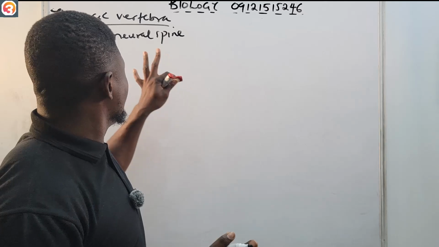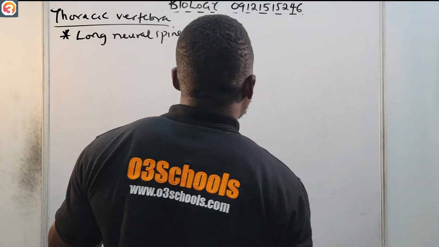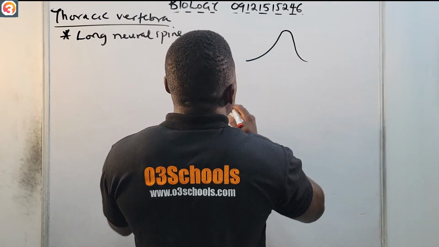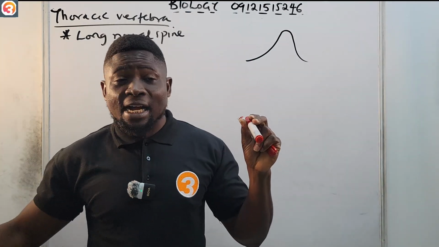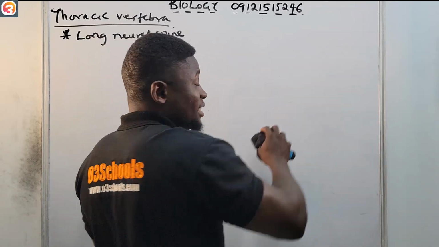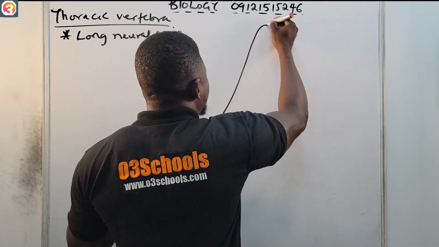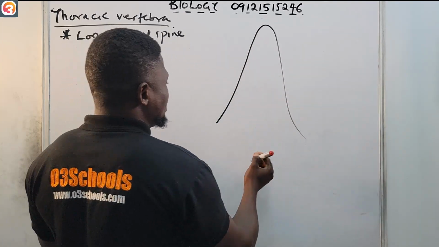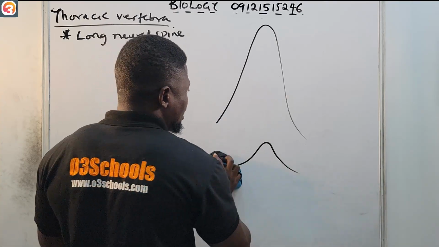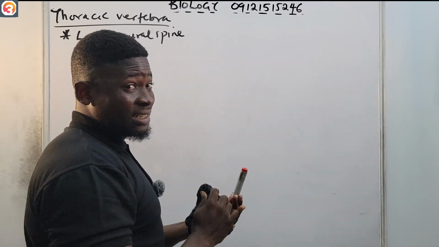Let me begin with the cervical vertebra. This is how the cervical vertebra looks. The neural spine of a cervical vertebra is very short, isn't it? So we're not going to make it long. While the neural spine of the thoracic is very long, the neural spine of the cervical is way shorter.